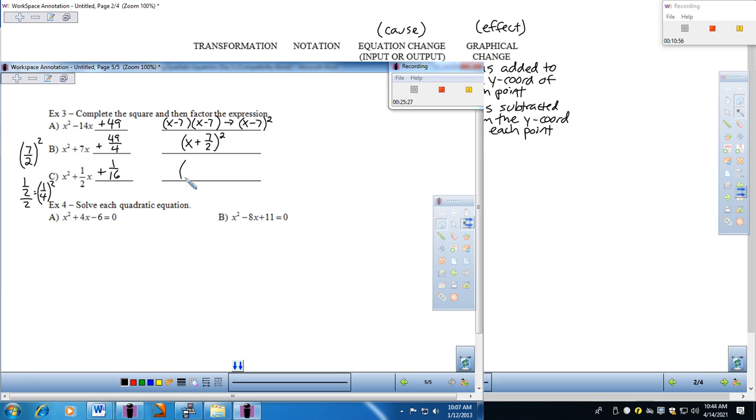And again, the whole reason for doing this is because of how it factors. X times x would give me this. 1/4 times 1/4 would give me that. And it would have to combine to a positive in the middle. So it's going to be plus and plus. And so it's x plus 1/4 times x plus 1/4. Fantastic. So why did we take the time to do all that?